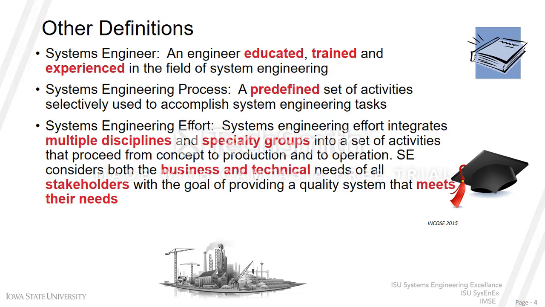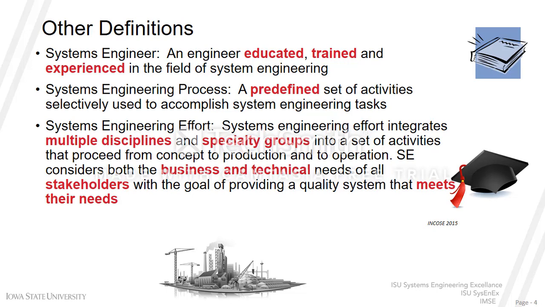Systems engineering process is defined as a predefined set of activities selectively used to accomplish systems engineering tasks. The key word here is predefined. This is not an ad hoc type of basis. And then systems engineering effort. Systems engineering effort integrates multiple disciplines and specialty groups into a set of activities that proceed from concept to production and to operation. Systems engineering effort considers both the business and technical needs of all stakeholders with the goal of providing a quality system that meets their needs.